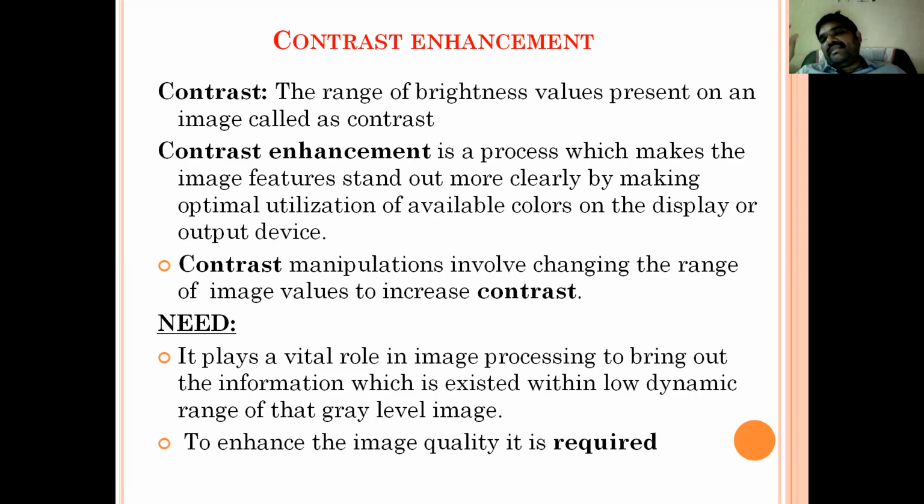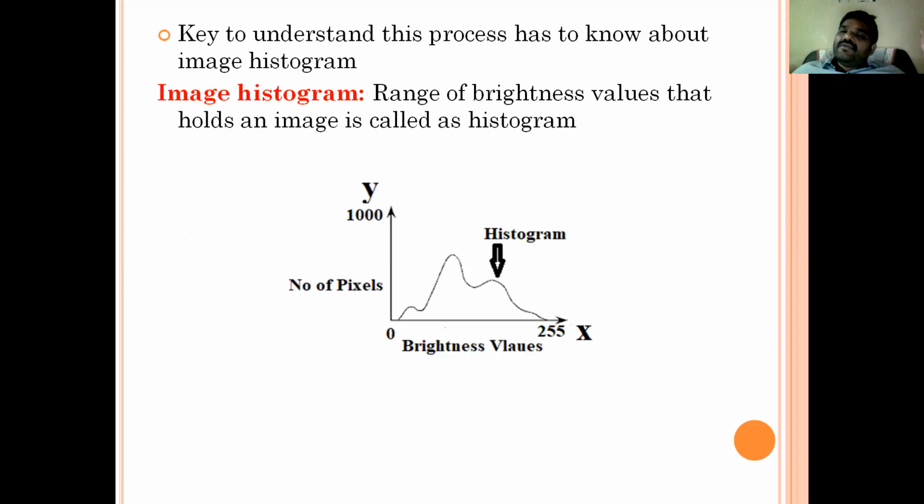Whenever the images have low dynamic range, contrast enhancement is one of the techniques to enhance the quality of an image. What are we discussing? Image enhancement. Next, to understand this contrast enhancement, one has to know what a histogram is.